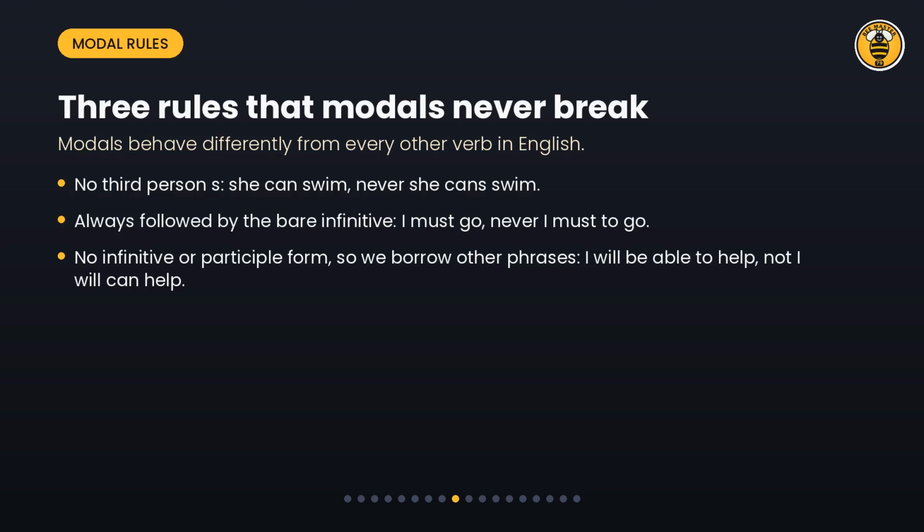And third, modals have no infinitive and no participle of their own, so when we need those forms we borrow another phrase. I will be able to help, not I will can help.